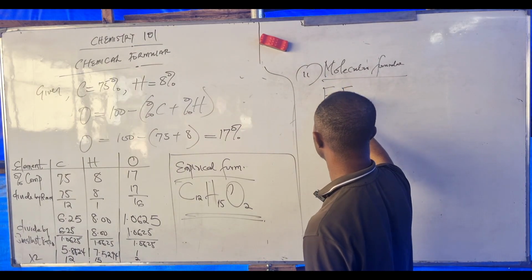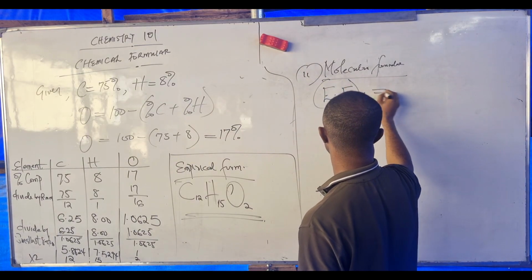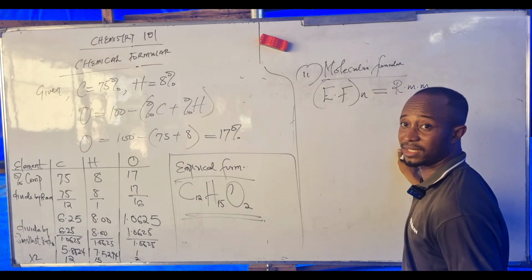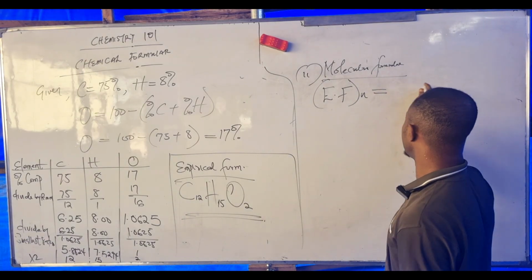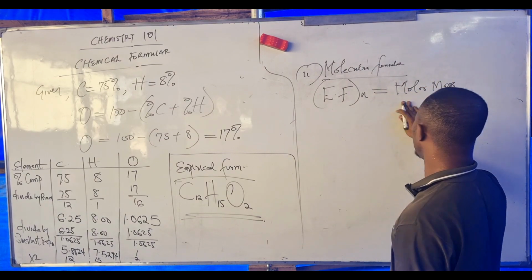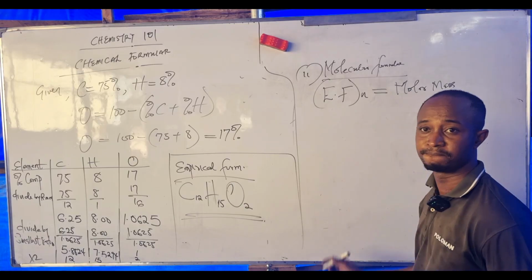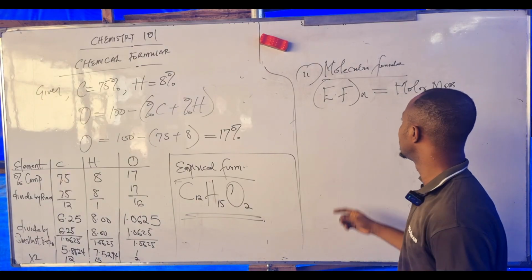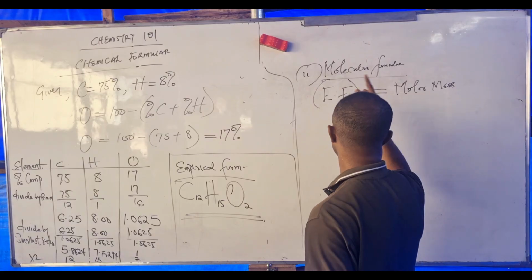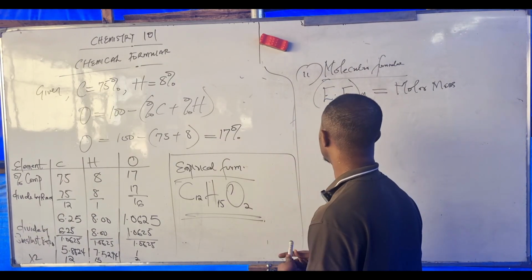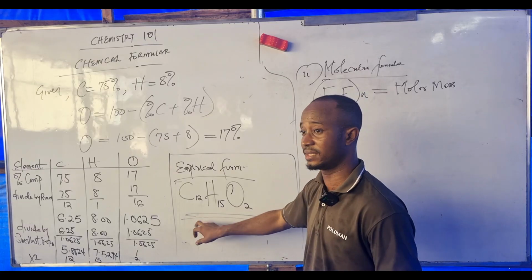Molecular formula is empirical formula times N, equals to relative molecular mass, or molar mass, right? Is that not? Equals to molar mass. Do you have a molar mass given? What do we have there? 144 was given, right? What is our empirical formula? The first thing is to find the value of N. Let's go. What's our EF here?